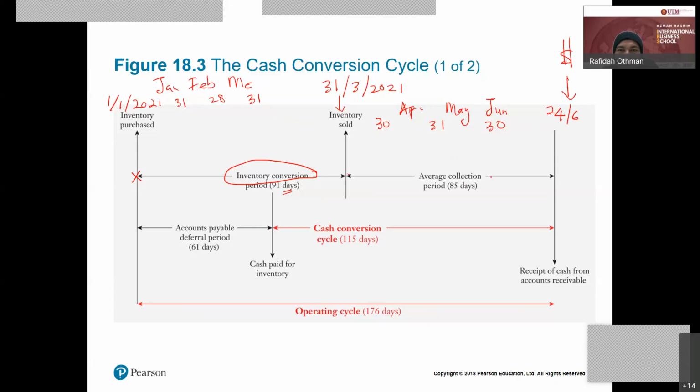Okay, so this is your average collection period. How to calculate this? You refer to the previous slide. I want to explain you the methodology of this first. So average collection period is 85 days. Meaning that from the day of the sales on 31st March until 24th of June, you only calculated up to 85 days. So this is average collection period.